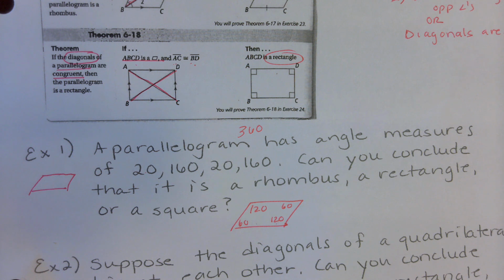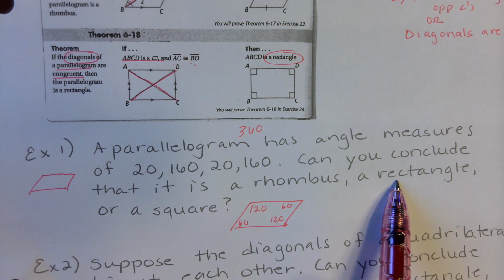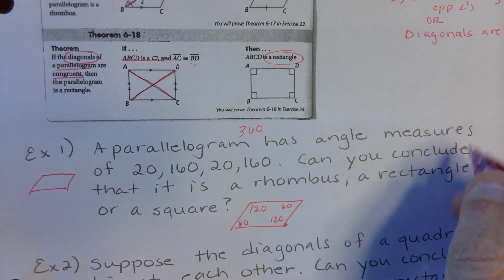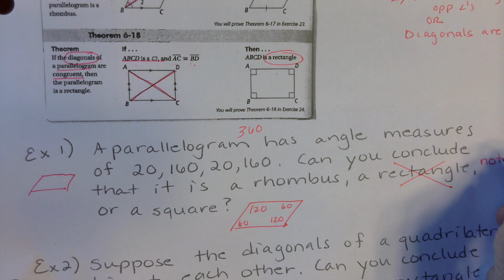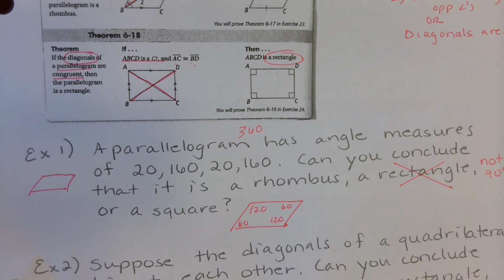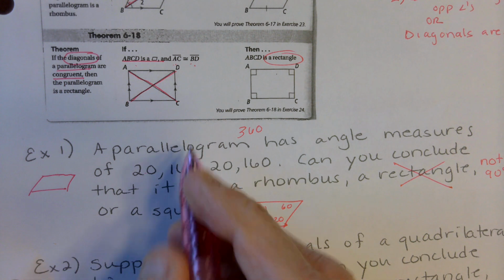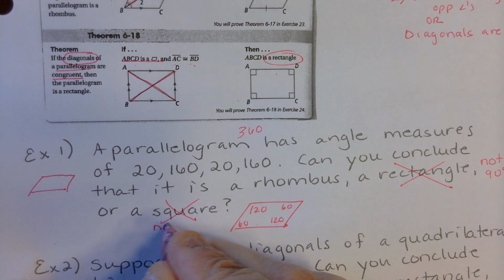We could look and see, do we know that the sides are all the same? If they were, it would be a rhombus. No, we don't know. Do we know that angles are all 90? No, we know it's not a rectangle. That's for darn sure. It's not a rectangle. Not 90 degrees. It's not going to be a square because we don't have the 90 degrees.